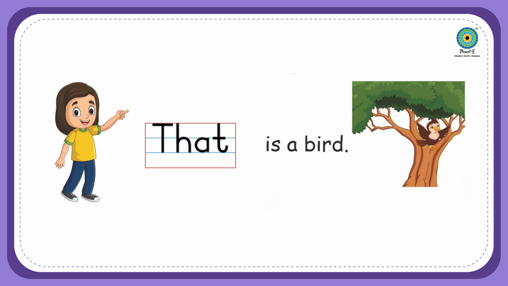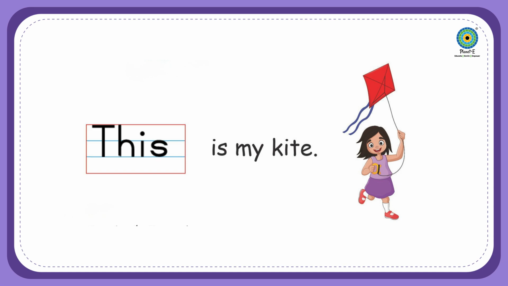That is a bird. The girl is pointing to the bird that is far from her on the tree. This is my kite. The girl is talking about the kite which is in her hand.